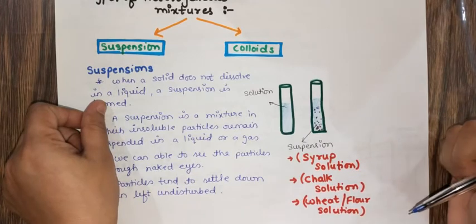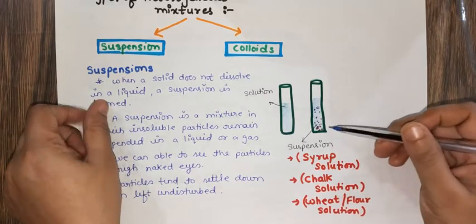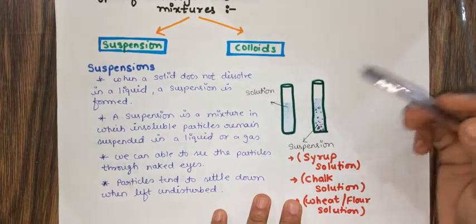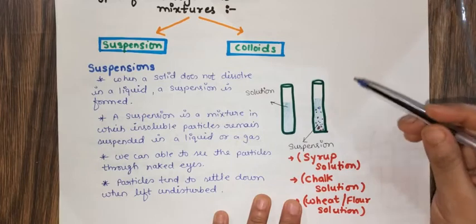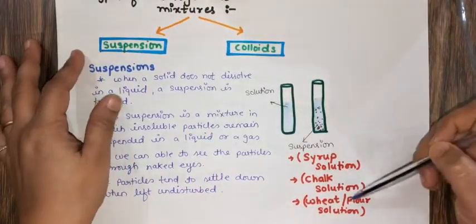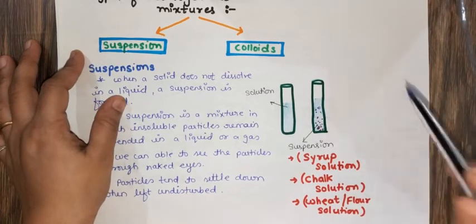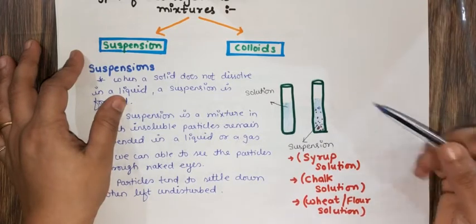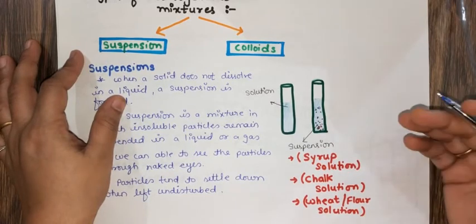In the case of chalk solution also, you can see this situation. How? Whenever you mix chalk, that is calcium carbonate, in water, you must have seen that the chalk particles remain undissolved and settle down at the bottom. And in the case of wheat flour solution also, the same thing happens. Whenever you mix flour in water, after some time you will see that it collects at the bottom. So these are some examples of suspension.